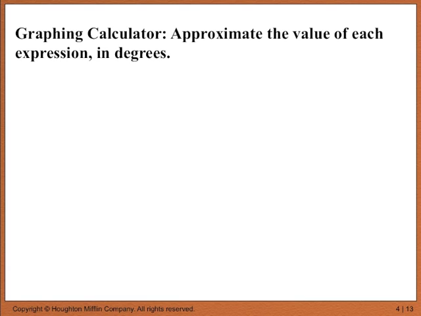Okay, now notice how the directions here say approximate the value of each expression in degrees. So if you haven't done so already, you want to make sure that your calculator is in degree mode. And for that, you go to the mode button, and once you press the mode button, you'll see you have a bunch of options. And you'll see that you've got, on the third or fourth line down, radian or degree. Choose degree, and that'll put your calculator in degree mode.